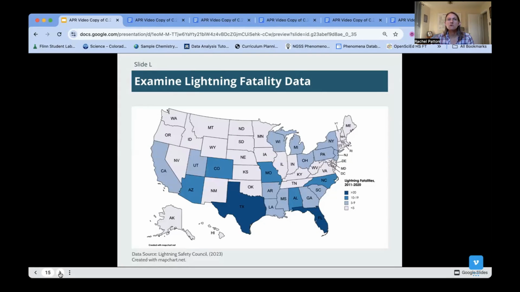This map is showing you lightning fatality in the United States. So notice there's some color coding. You have a key over here on the bottom right that tells you what the darkness of the colors indicate about the numbers of lightning fatalities per state. So you can keep adding to your notice and wonder chart as you look at this map. And you can pause here if you want to take a closer look at the map.